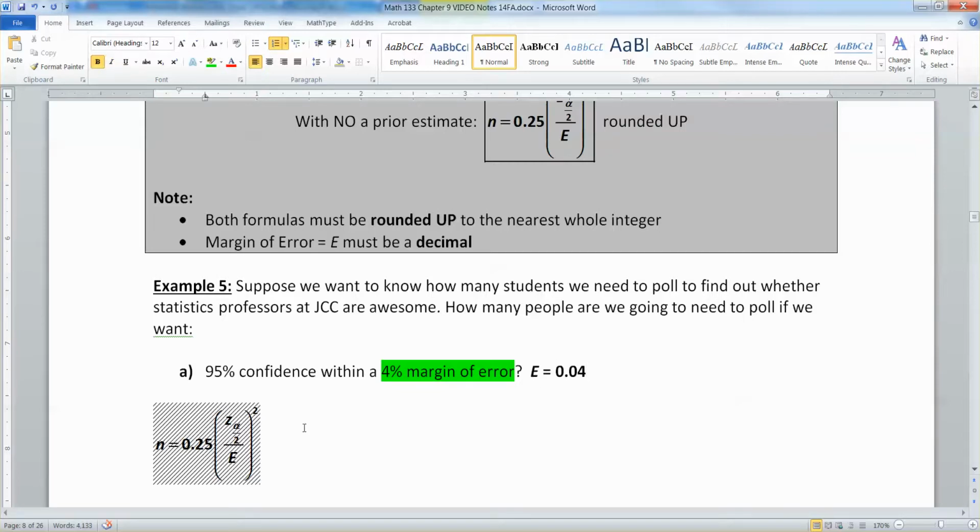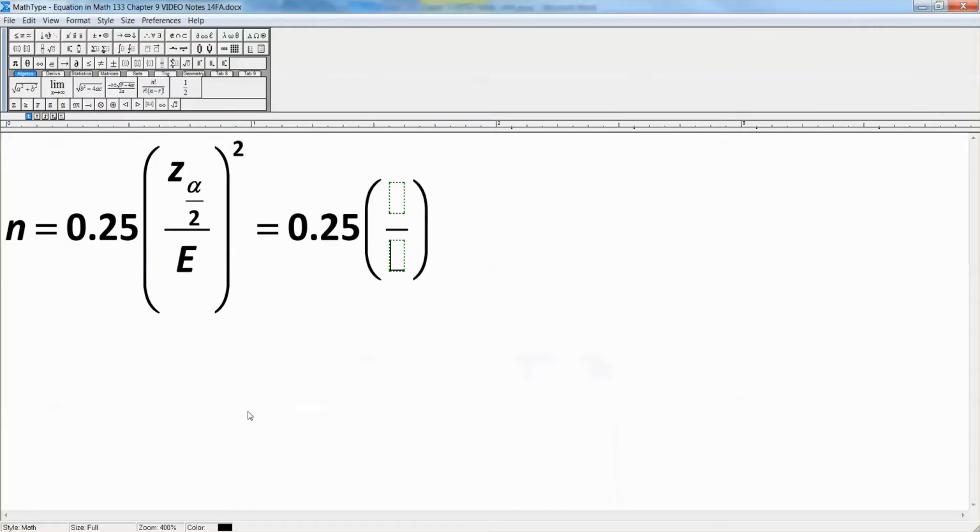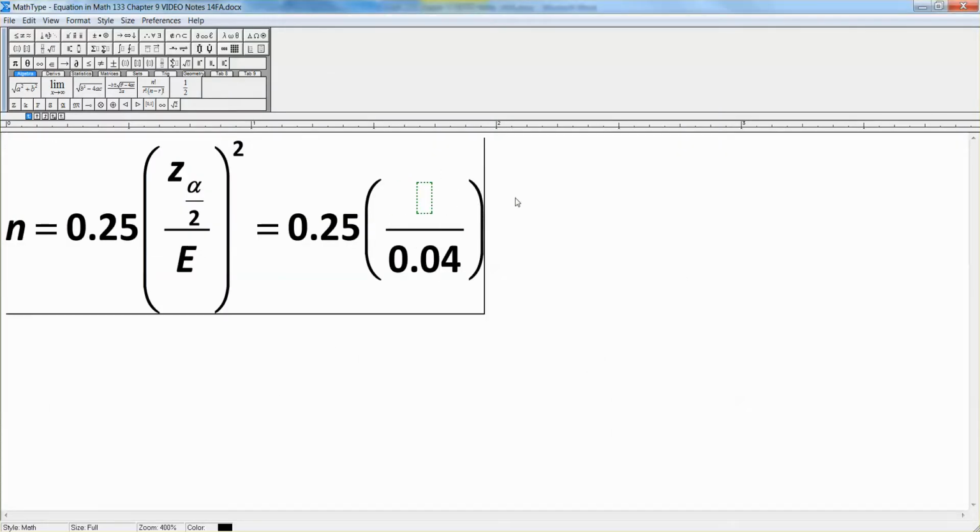Right? So I'm going to put 0.04 in that denominator. 0.04 must be a decimal because you're dealing with proportions here. So everything's got to be a decimal.